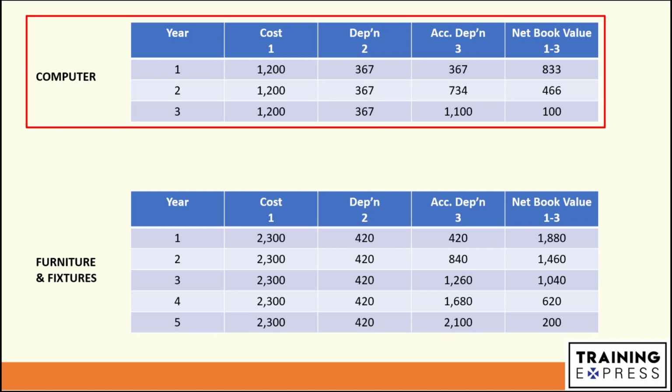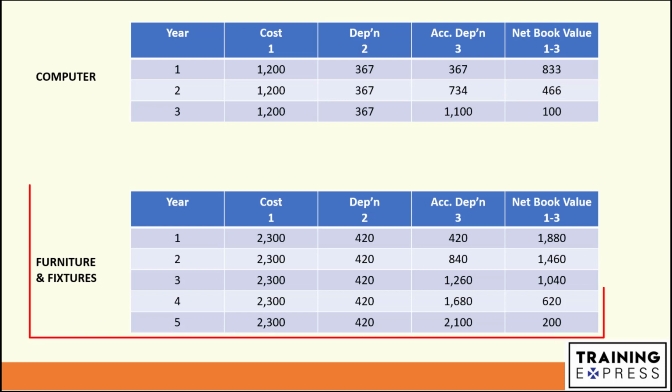So at the end of first year, our net book value is $833. Next year, year number 2, 466, and third year it is equal to 100. So try to note this $100 is exactly the same amount which we estimated as residual value at the end of 3 years of useful life.